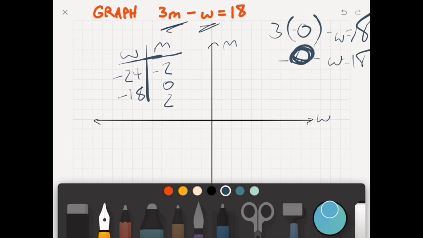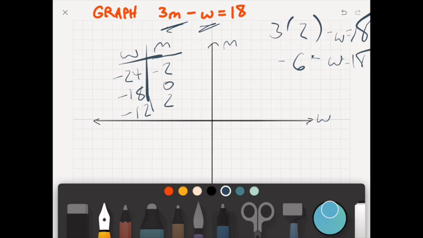And then 2 times 3 for my m is going to be 6, and 6 minus w equals 18. So in this case, it's going to be -12. This is not an ideal scenario in terms of explaining it, just because these were more complicated calculations, but if you do it, you end up with the exact same scenario. Now I just have to plot these points.